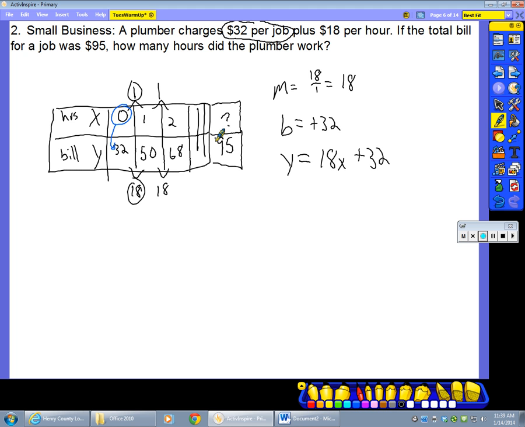In this case, we're wanting to know when the bill is $95. Okay? So I'm going to put 95 in for my y value. See how 95 represents my bill, which is my y value? So it's going to go right here. So when I rewrite my equation, it's going to be 95 equals 18x plus 32. And then I would just solve this like a 7th grader would. I would subtract 32 from both sides.